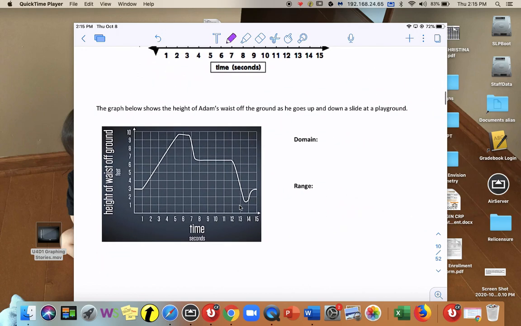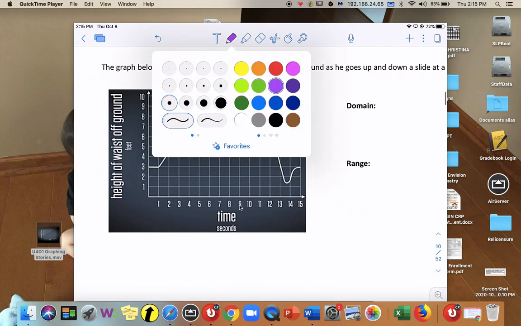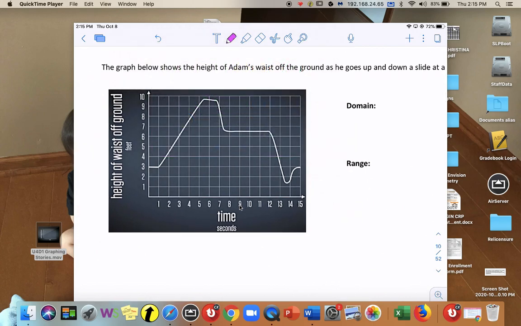All right, let's talk about domain and range. So again, let's put independent and dependent variable on this graph. The independent is always the x-axis. So here's our independent variable. Here's our dependent right here.